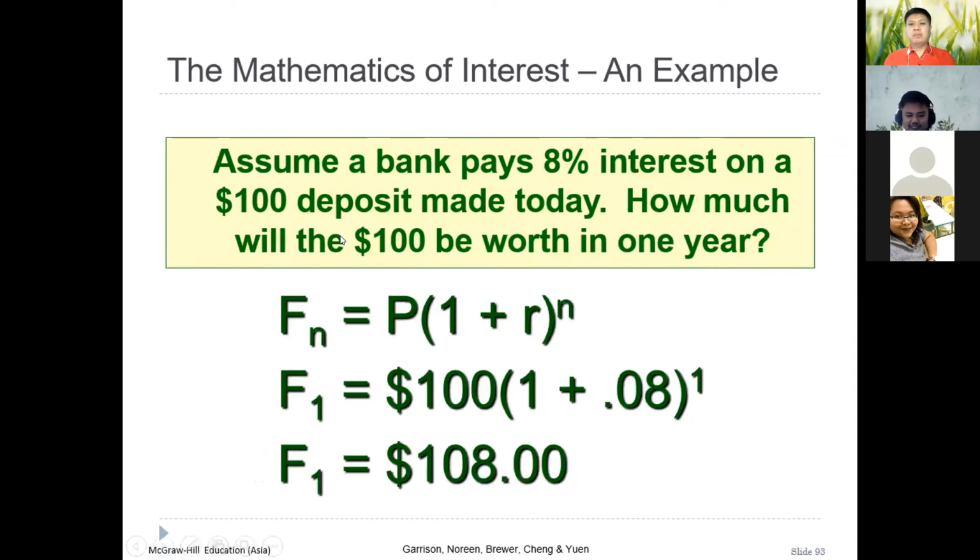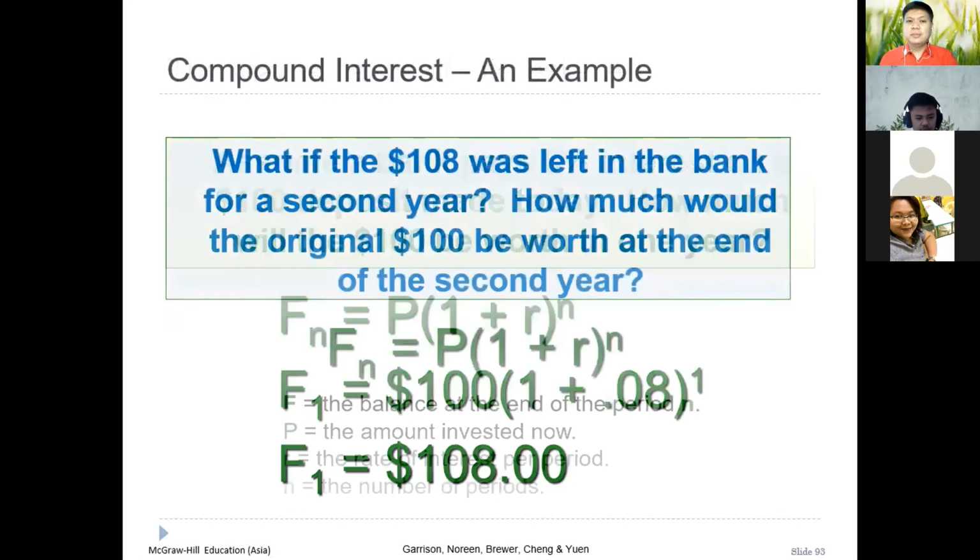Same example, how much will the 100 be worth after 1 year? As we said, it is 108. How did we compute 108? 100 multiplied by (1 plus the rate of 0.08) raised to the 1. Or the simple computation that we had, what's 8% of 100? That's $8, and 100 plus 8 is 108. All right? Next.